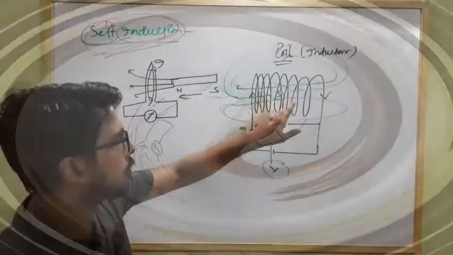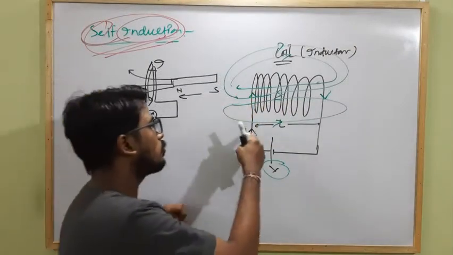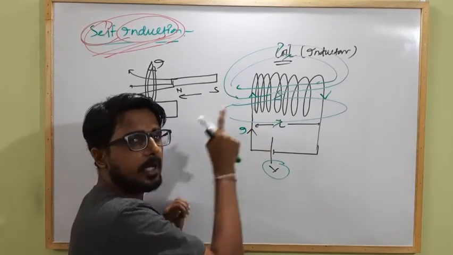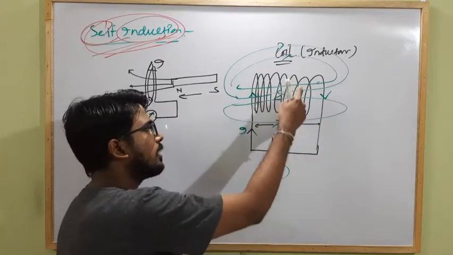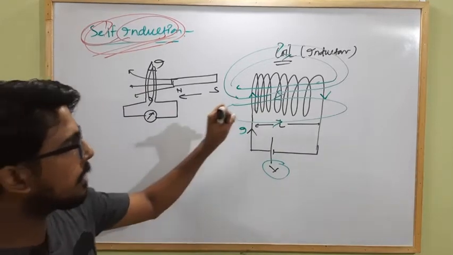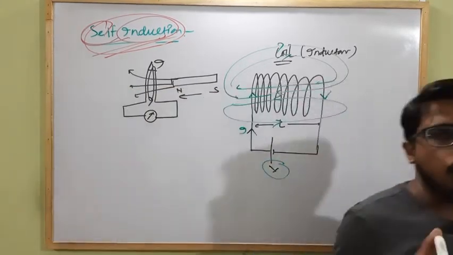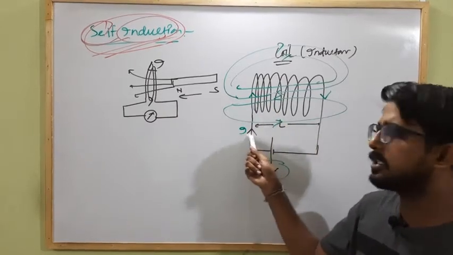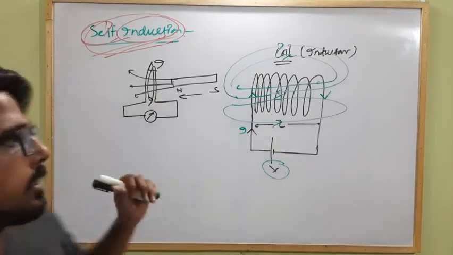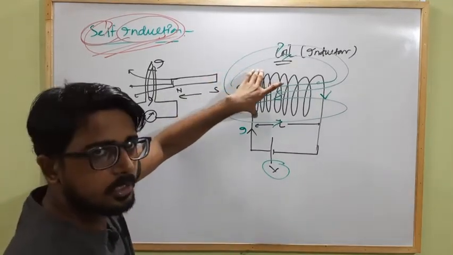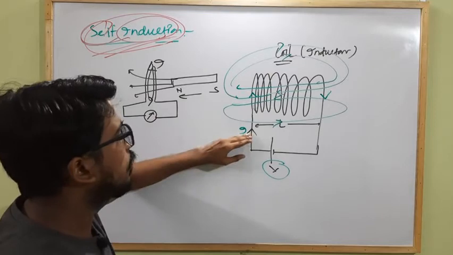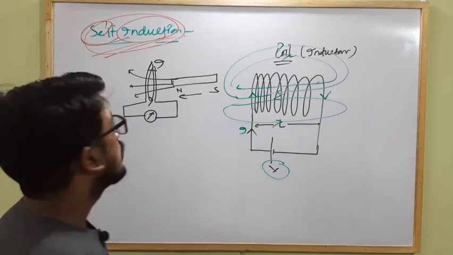Because in this inductor the change in flux is due to the change in current, the cause of change in flux is change in current, and according to Lenz's law, the induced EMF tries to oppose the cause. So the induced EMF within this coil tries to oppose the change in current flowing through it, and that phenomenon is known as what? Self-induction. So self-induction is the property of an inductor due to which it always tries to oppose the change in current flowing through it. Clear? So what is self-induction?